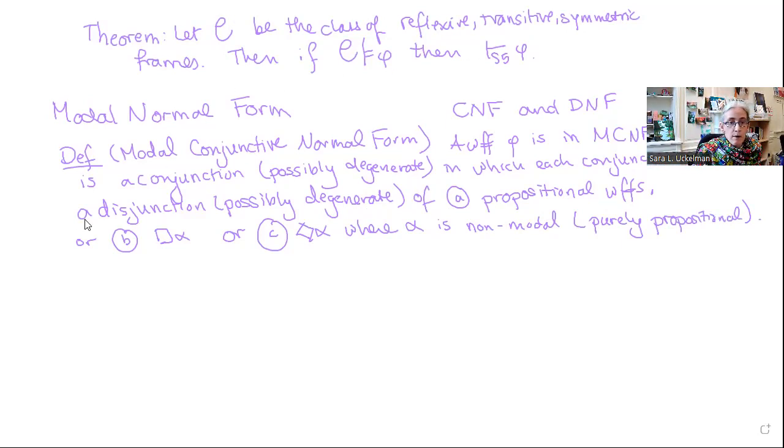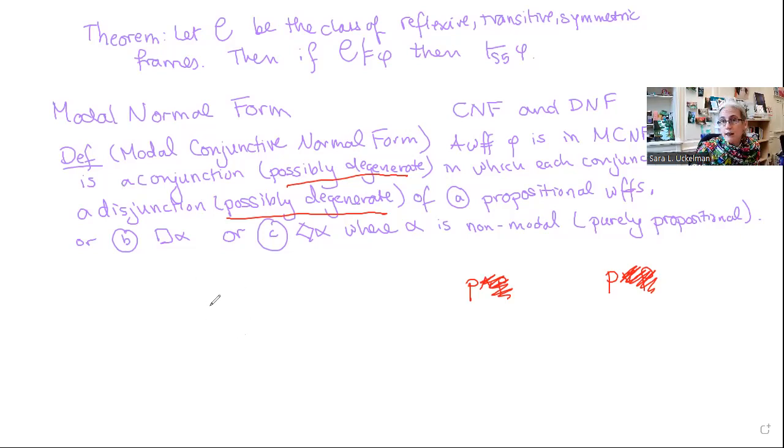So what do we mean by saying that these conjunctions and disjunctions are possibly degenerate? What we mean is that you can have a conjunction that has only one conjunct. So for instance, P doesn't look like it's a conjunction. However, it is semantically equivalent to P and P. And so you can think of just P by itself as a conjunction with only one conjunct. Similarly, P by itself doesn't look like a disjunction, but it's equivalent to P or P. And so we can again think of P as a disjunction that just happens to only have one disjunct.